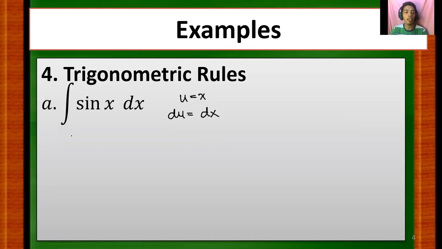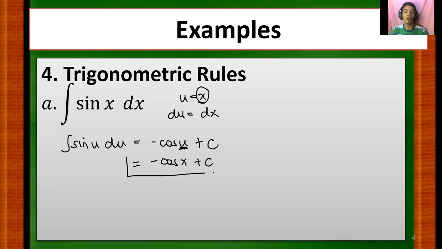So, ibig sabihin, magiging integral of sine u du siya. And if we have the integral of sine u du, that is equal to negative cosine u plus c. Don't forget to write plus c. And then after that, para makuha natin yung final answer, ang u ay papalitan lang natin ng x kasi yun yung value ng u. So we have negative cosine of x plus c. So therefore, the antiderivative of sine x dx is equal to negative cosine x plus c.